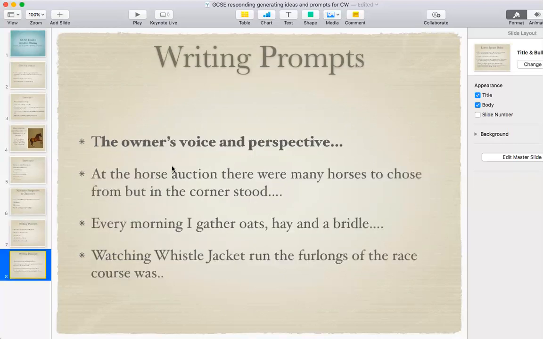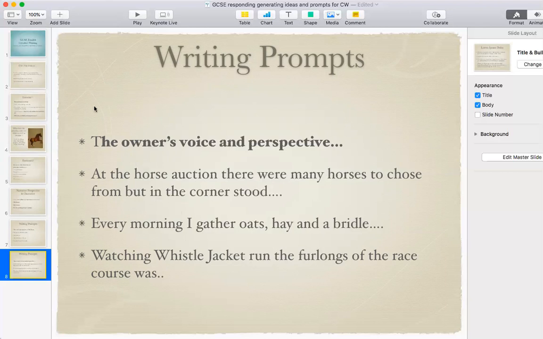And then the other is the perspective of the owner. So I'll read them to you. At the horse auction, there were many horses to choose from, but in the corner stood. Every morning I gather oats, hay, and a bridle. Watching Whistlejacket run the furlongs of the race course was.